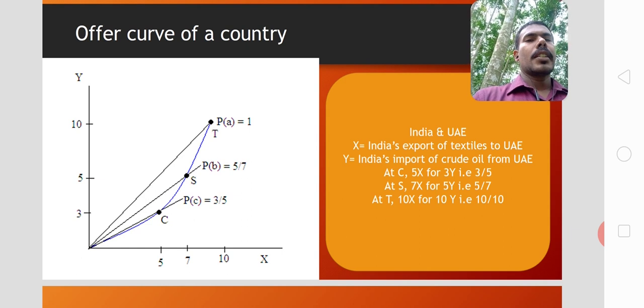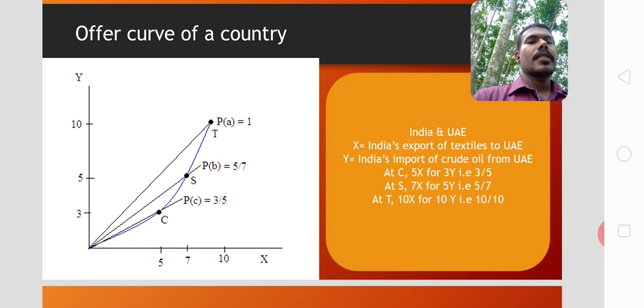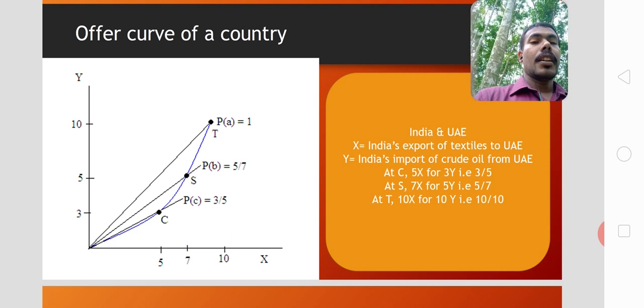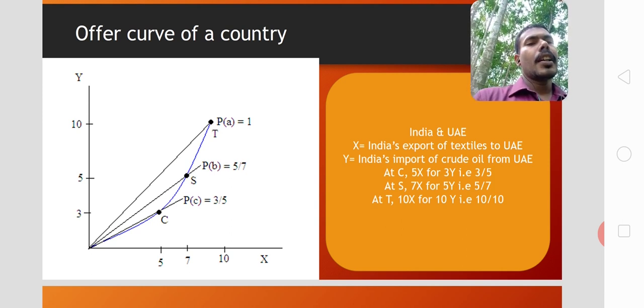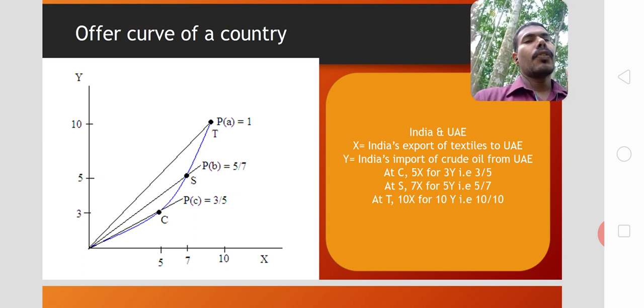So this is the equilibrium point at which both nations do not lose from trade. That means they don't lose from international trade, since terms of trade is 1 and the offer curve point is at point T.